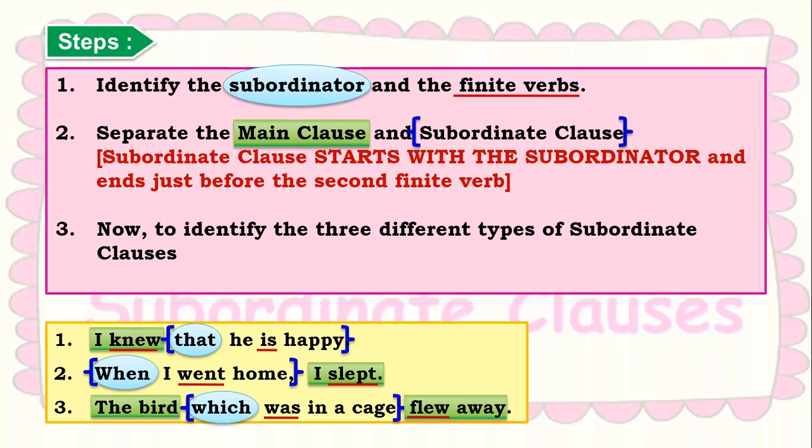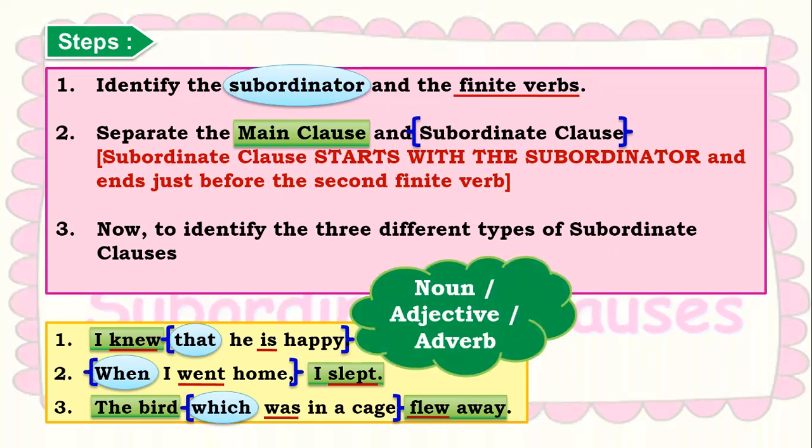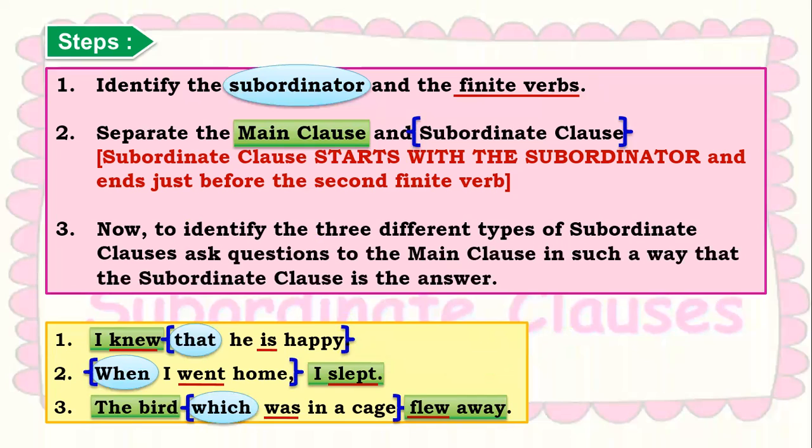How to identify the three types of subordinate clauses? Which are they? Noun, adjective, and adverb. These are the three different types of subordinate clauses which we have seen. But how to find them? Another easy trick which we are sharing. Let's get started. Ask questions to the main clause so that your subordinate clause acts as an answer. Once again, you have to ask a question to the main clause so that your subordinate clause can act as an answer.